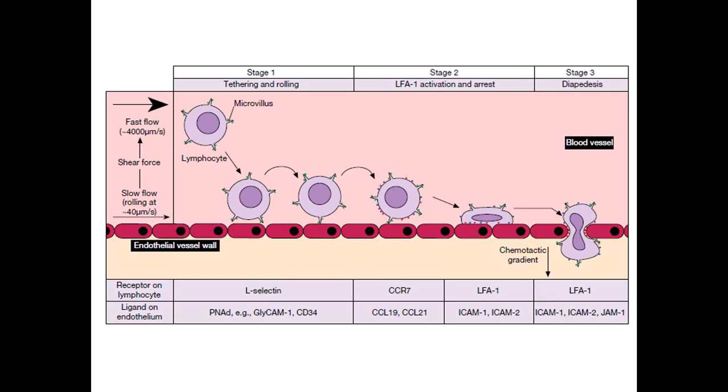The process of homing and recirculation is an active process where the attachment proteins that are present on the lymphocytes have to meet their counterparts on the endothelial lining, and then they will bind to those actively. So you can see here those attachment proteins that are present on the lymphocytes and their counterparts on the endothelial cells.